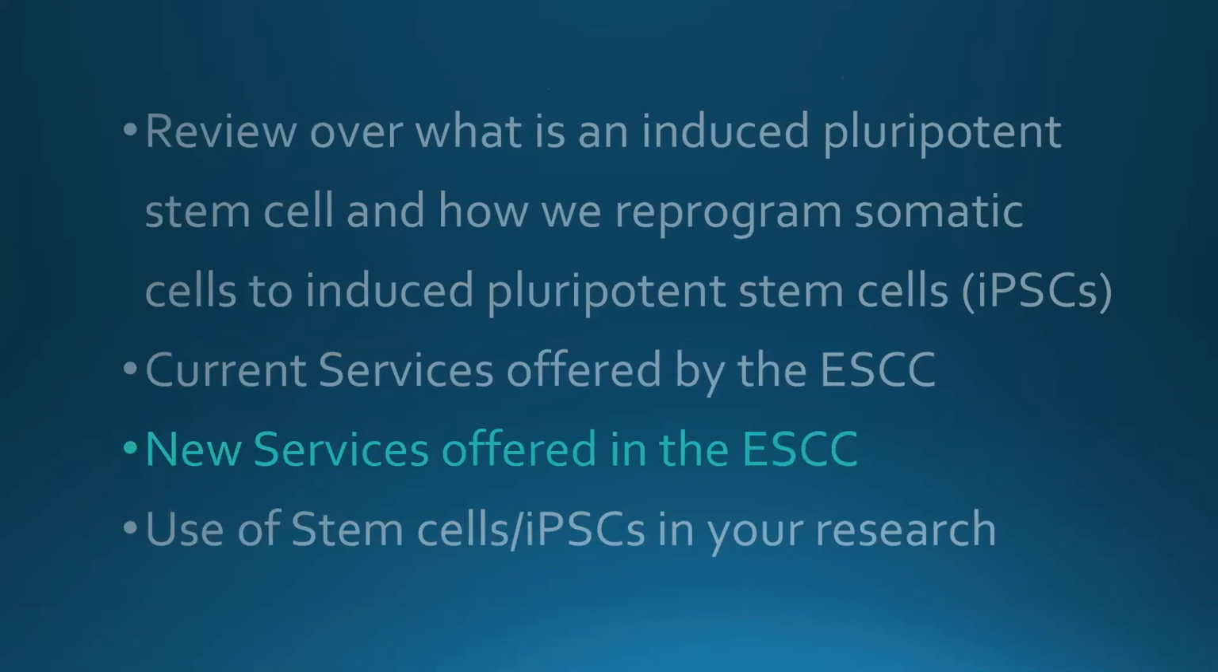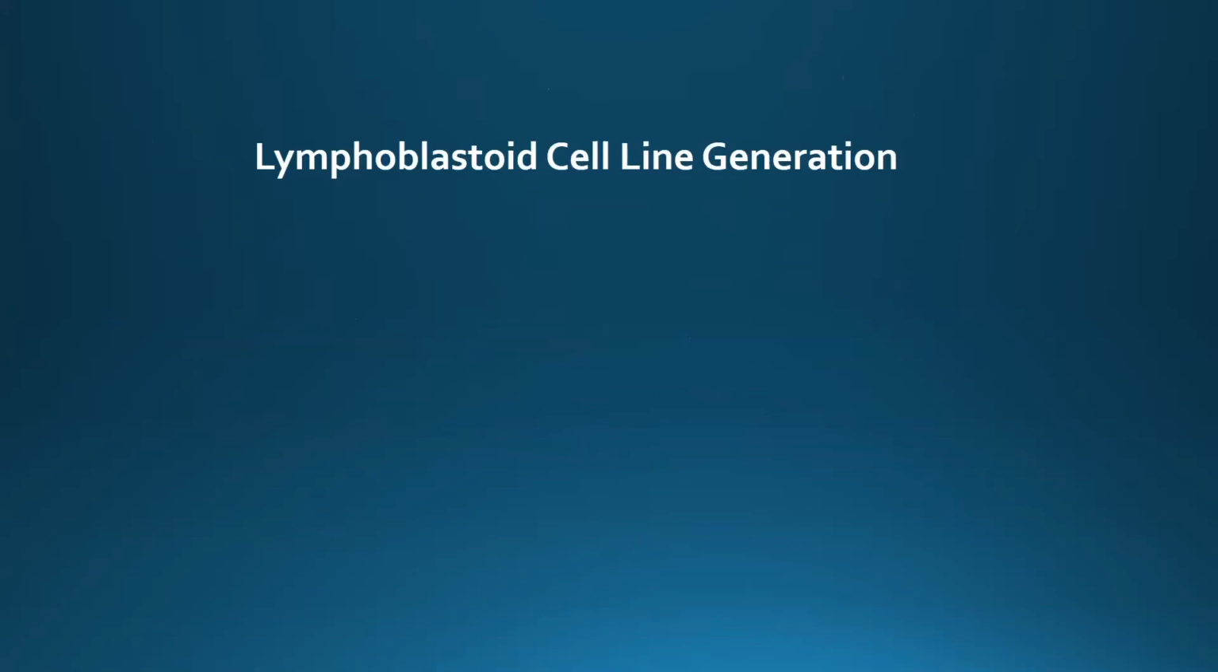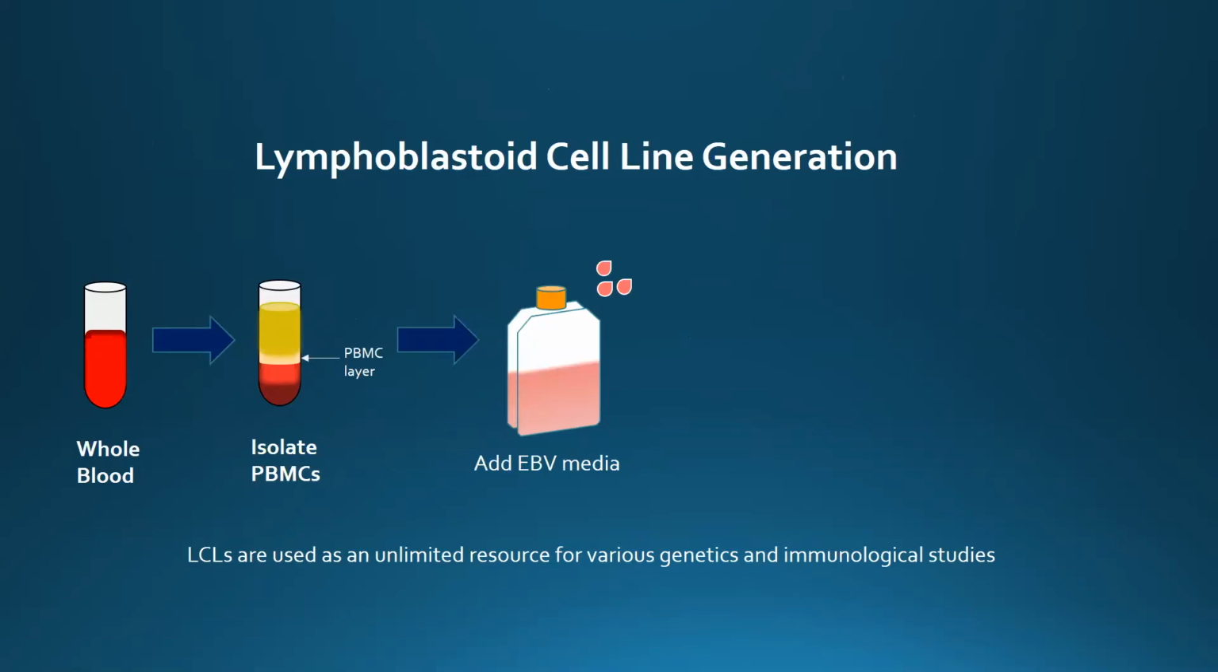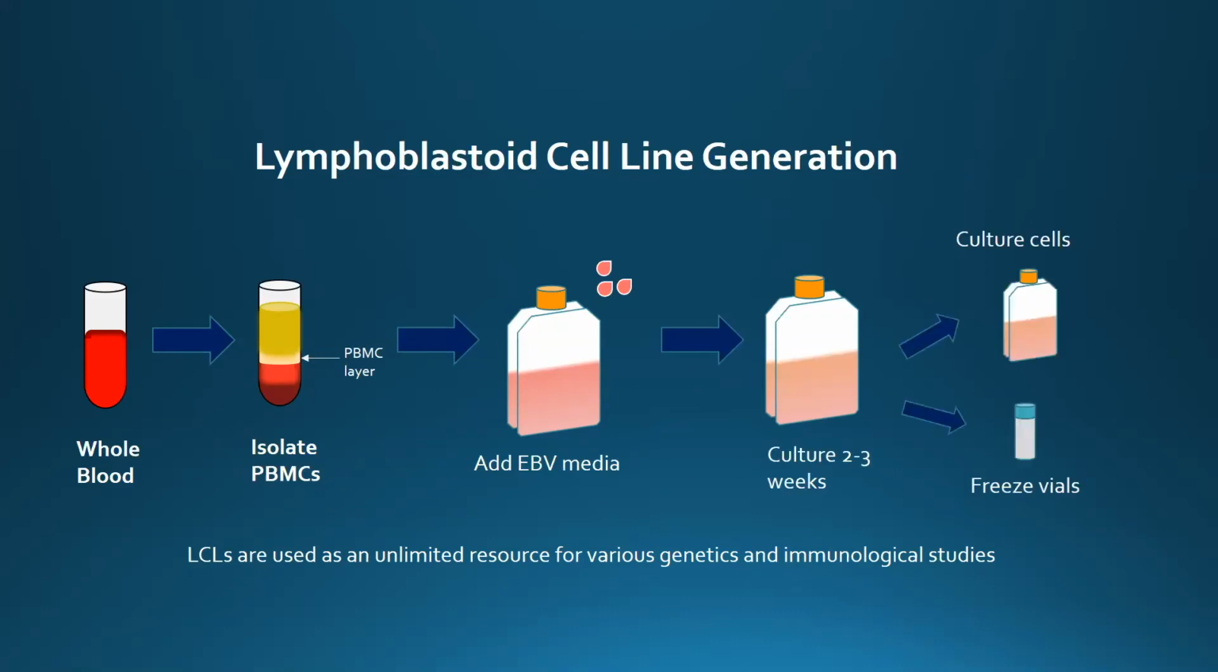So today I'd really like to talk about some new services that are being offered by the Core. Lymphoblastoid cell line generation. LCLs are commonly used as an unlimited resource for various genetics and immunological studies. So here we take whole blood, we isolate the PBMCs, and then we add media containing Epstein-Barr virus for immortalization. The cells are then grown for 2 to 3 weeks. We then hand back cultured cells and frozen vials.